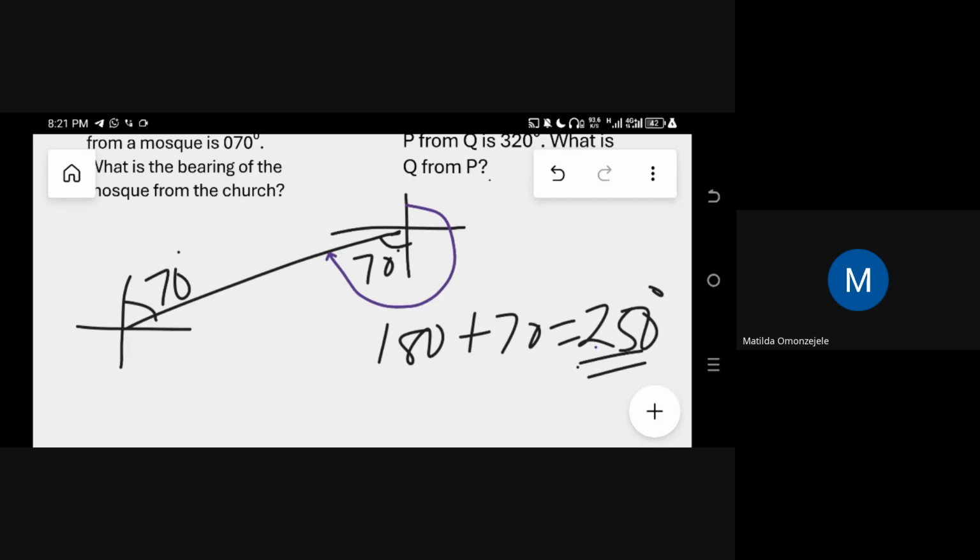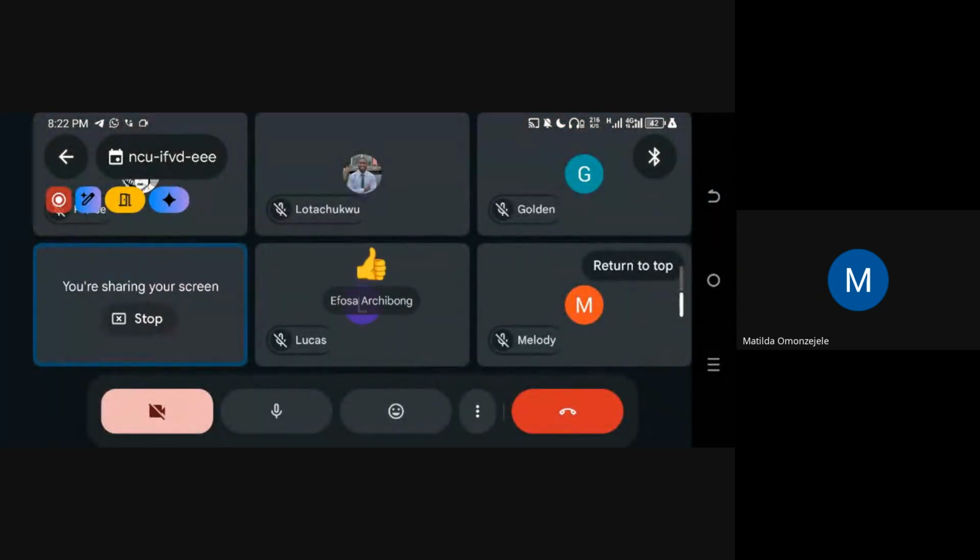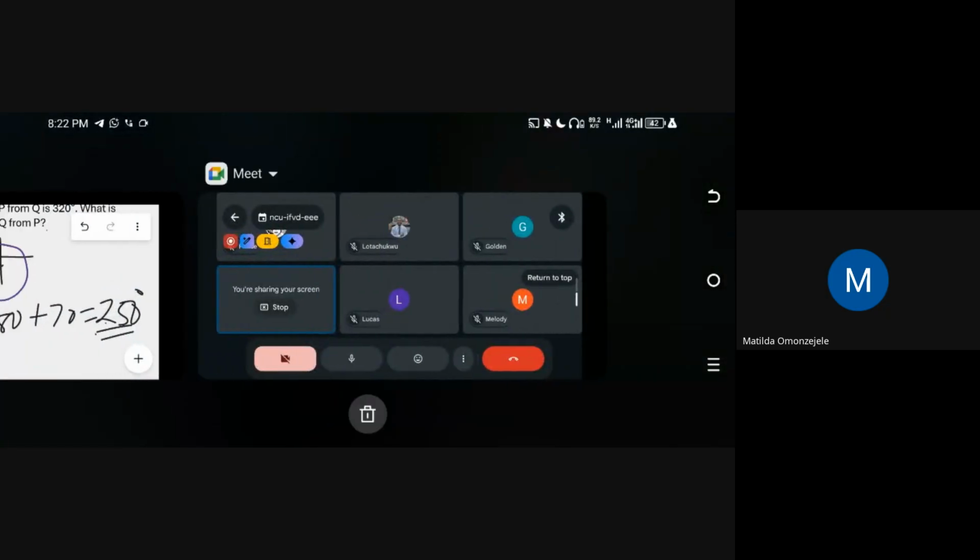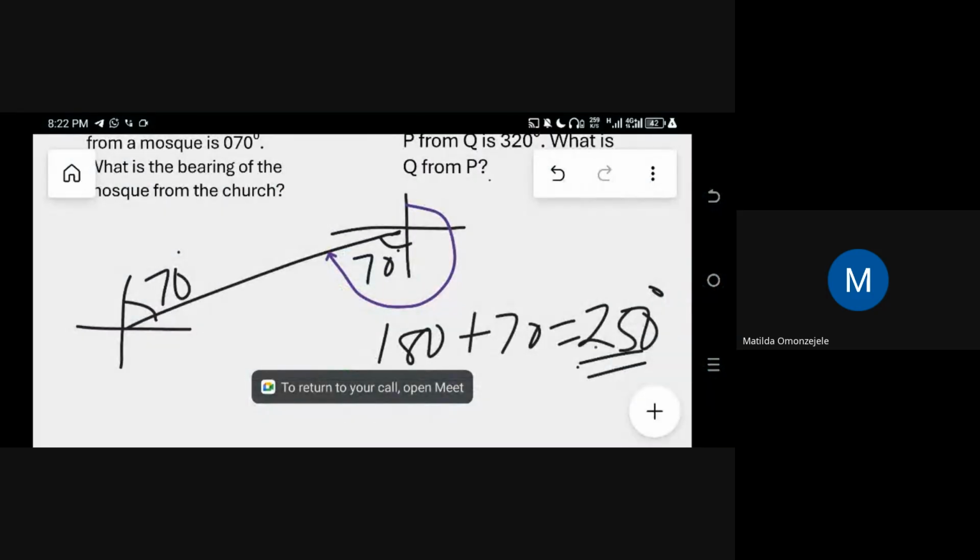Very good. Well done. Please, does everybody understand how Matilda got 250 degrees? If you understand, let me know how Matilda got it. Okay, Efusa understands. Who else understands Matilda's answer? If you do not understand Matilda's answer, please let us know. Okay, and Lucas, we're waiting on you. Matilda has gotten hers.